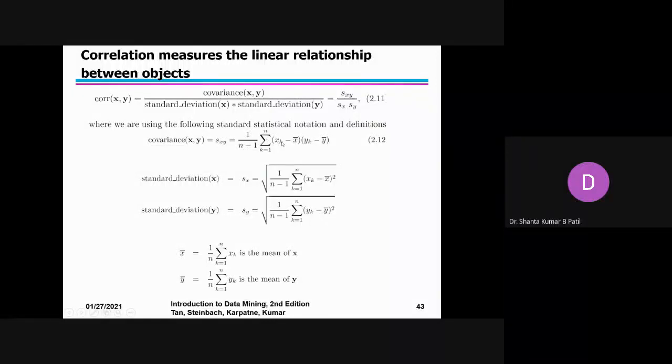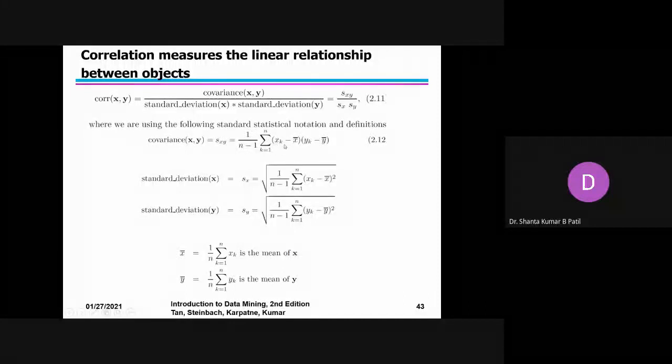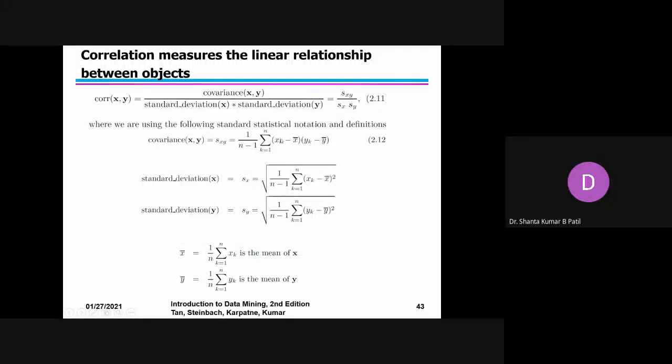First time you substitute k as 1 and subtract it from the mean of the x, because x is a vector. So a set of values are there for the x, because the k values vary from 1 to n. Definitely you are going to get a set of values, what you can call a vector. Y is also a vector. This is the covariance equation.